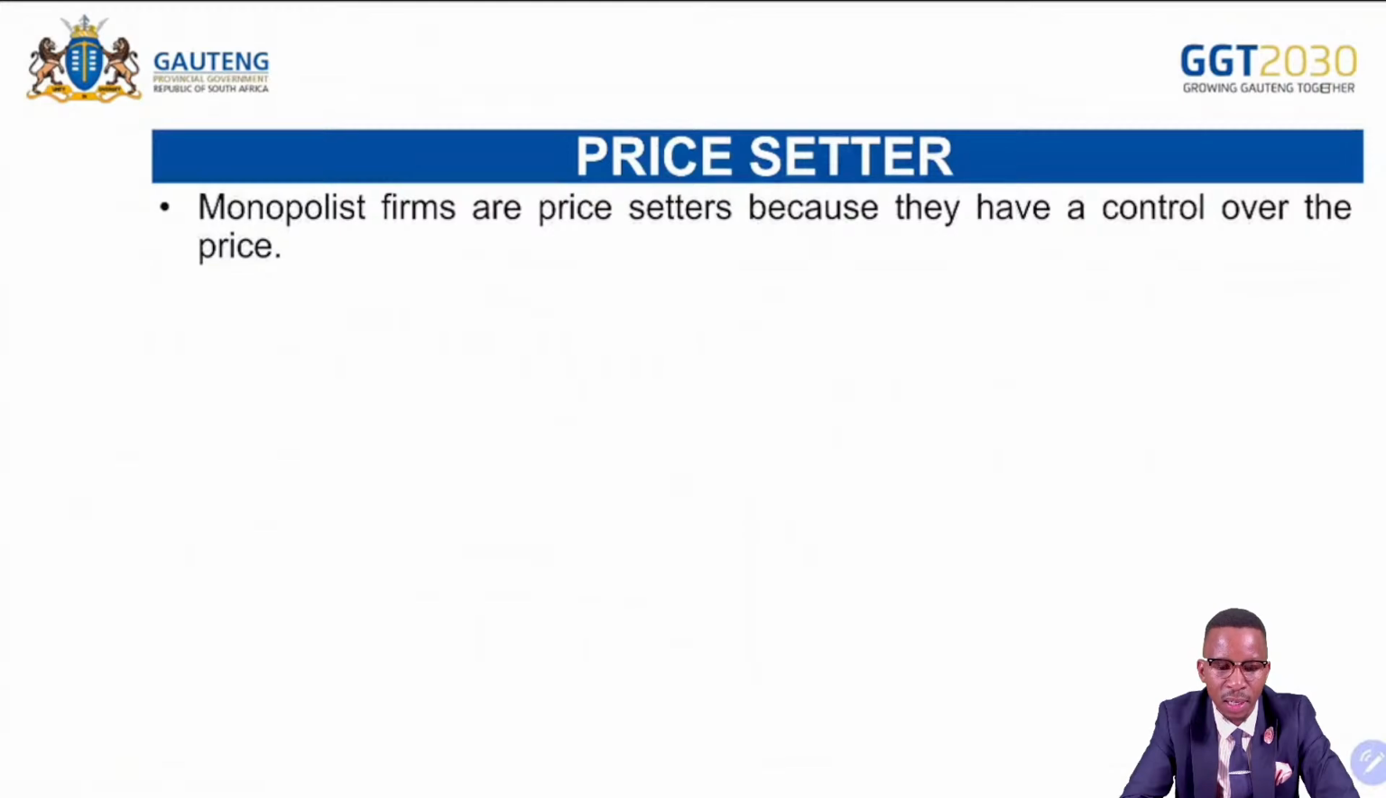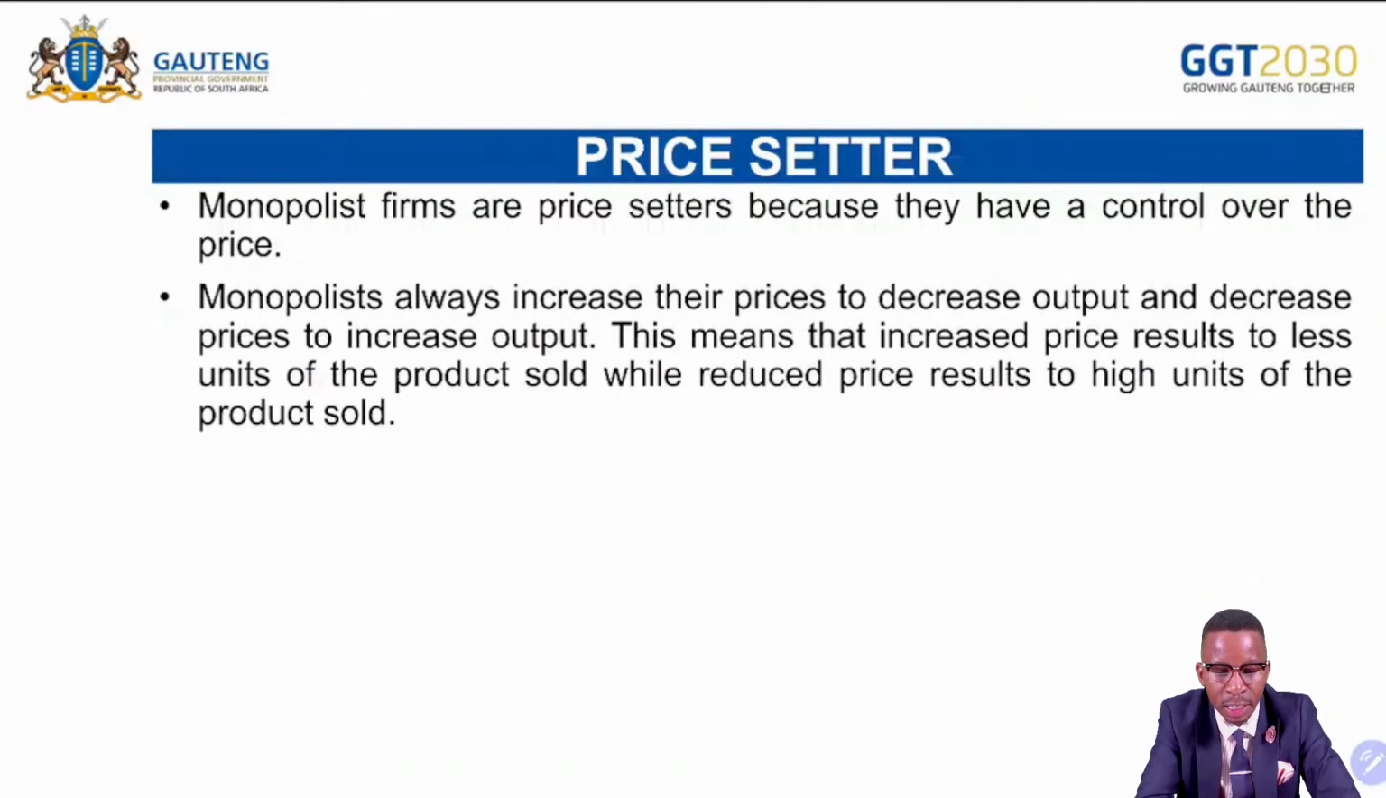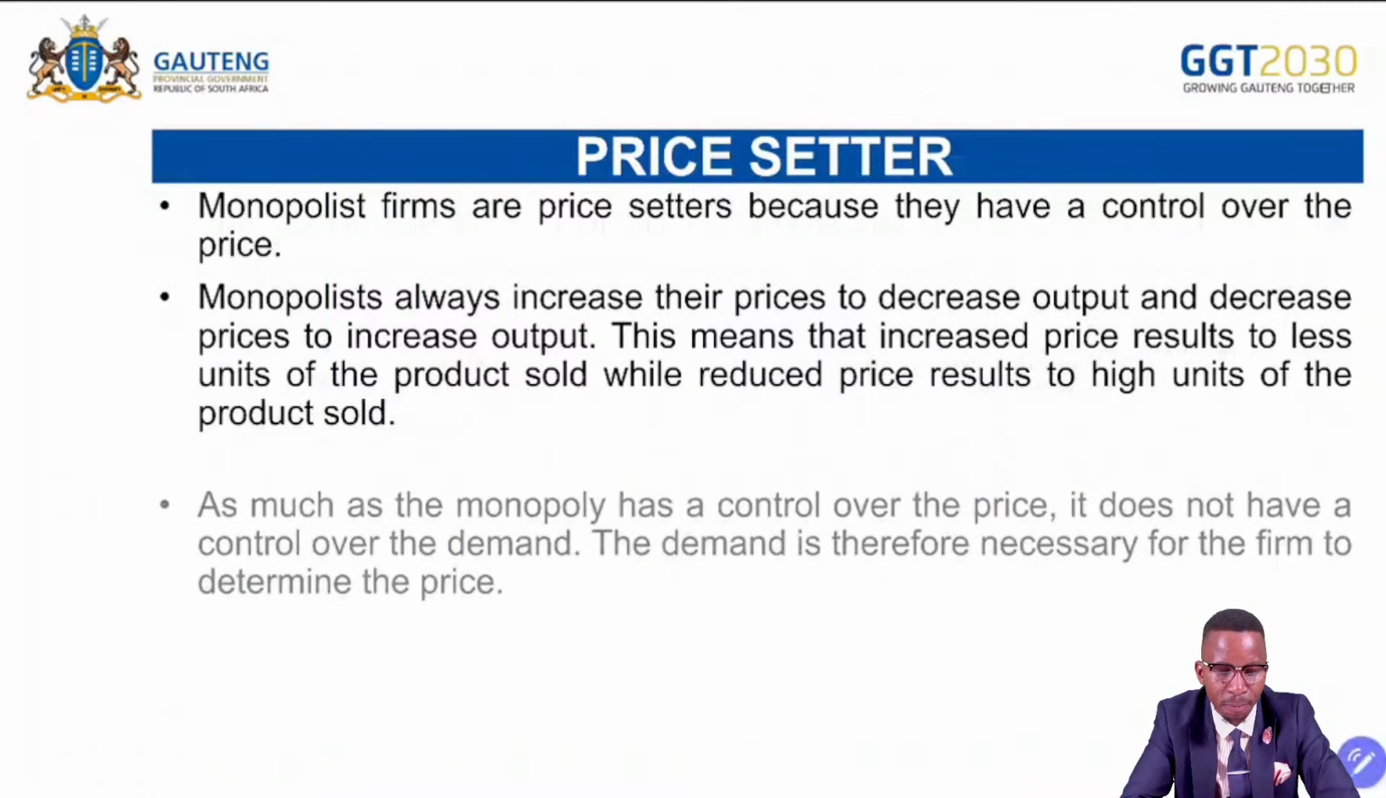Firms are the price setters under the monopoly. Monopoly firms are price setters because they have control or influence over the price. Monopolies increase the price to decrease the output size and decrease the price to increase the output. This means that an increased price results in fewer units of product sold, while a reduced price results in more units of product being sold within the market.